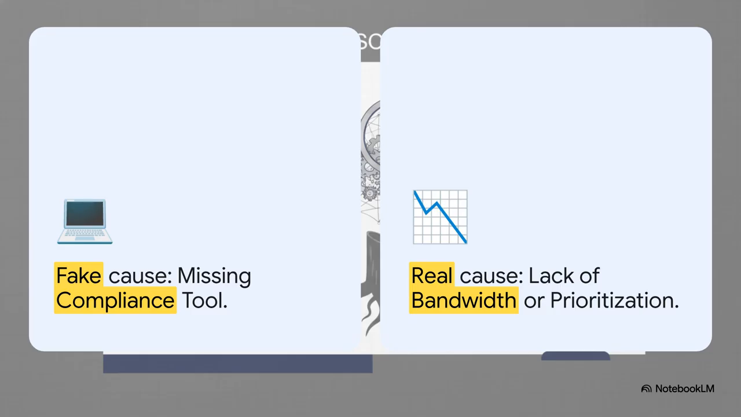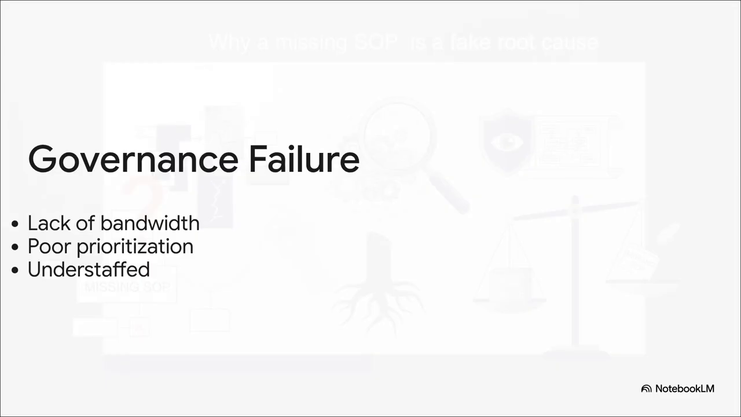But you know what? Just like our QA engineer, this is fundamentally wrong. The real root cause goes much deeper. It stems from a severe lack of bandwidth or prioritization. Let's break down those real reasons for the governance failure.